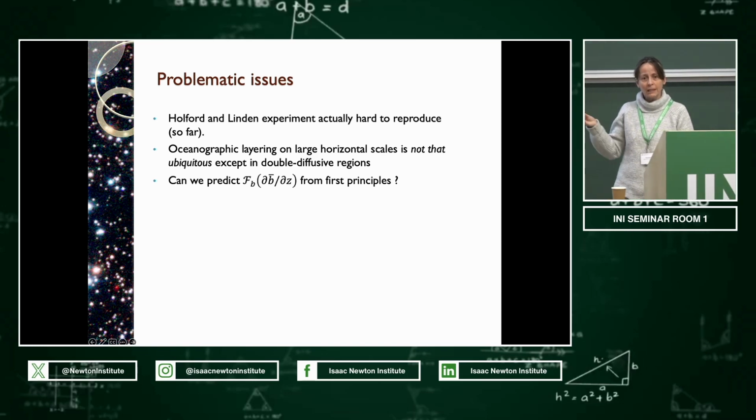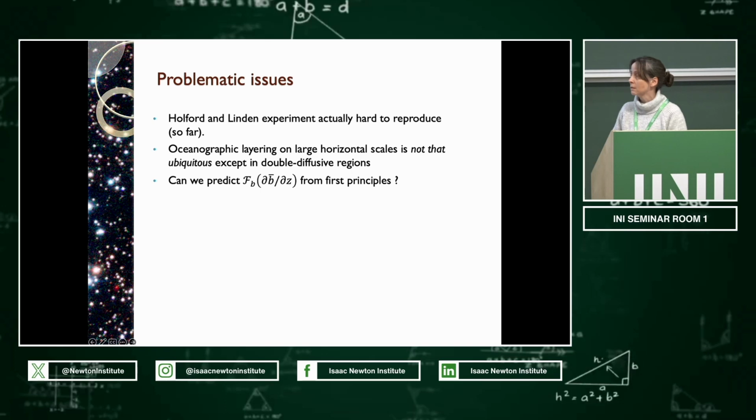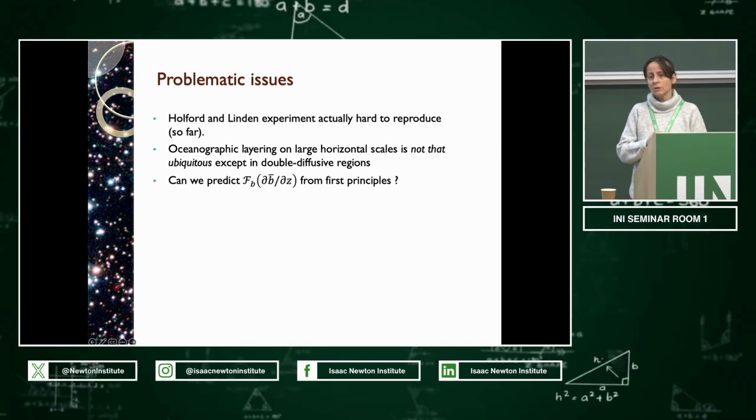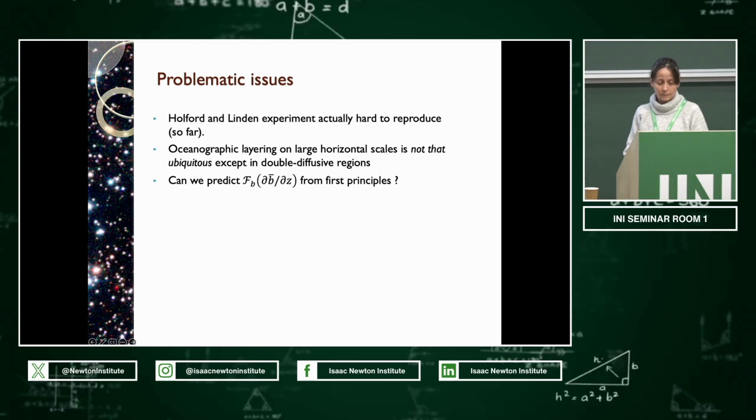Secondly, if it was really that simple, you would expect layering in the ocean to be quite ubiquitous. And on some level it is. We do see layering in the ocean, but most of the layering that's observed we know is associated with double diffusive phenomena rather than just this pure Phillips mechanism.